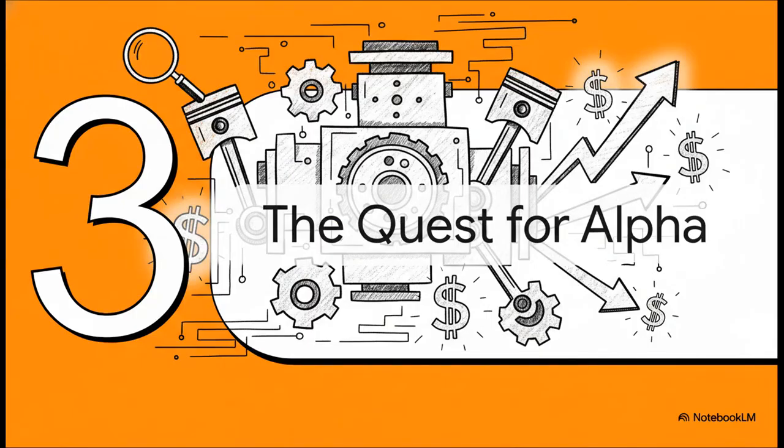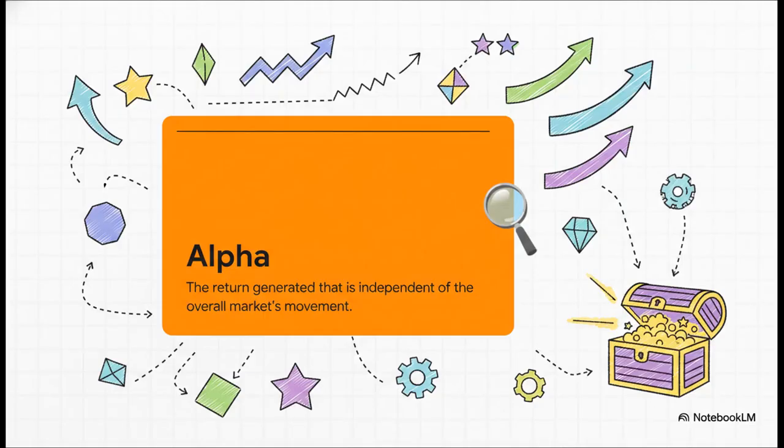Okay, so let's zoom in on the most critical part of that machine, the engine. This is where we get into the quest for what quants call alpha, which is the real source of any potential profit. So what on earth is alpha? Put simply, it's your edge. It's the profit you make that has absolutely nothing to do with whether the S&P 500 went up or down that day. It's the unique value that your strategy, and only your strategy, brings to the table. And let me tell you, finding a consistent source of alpha, that's the holy grail in the quant world.